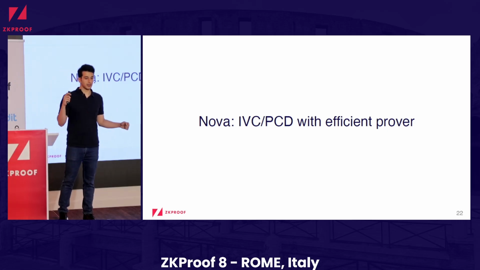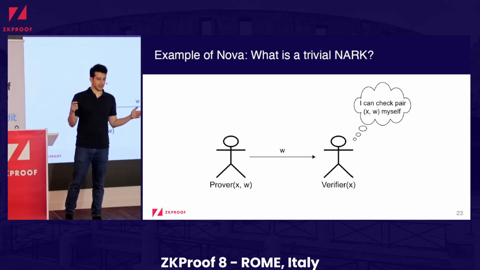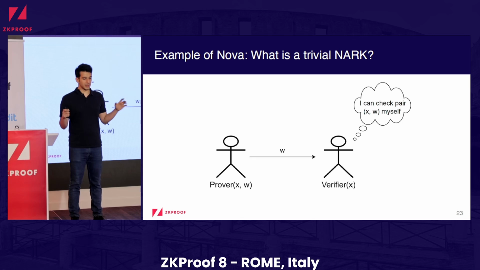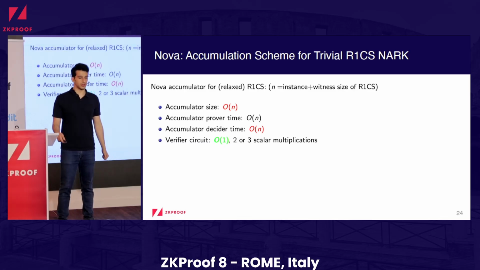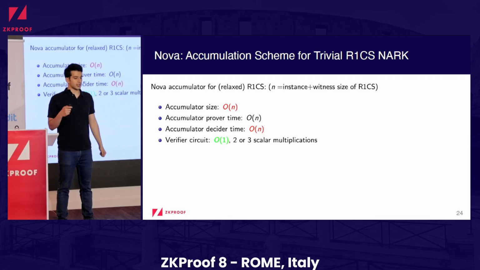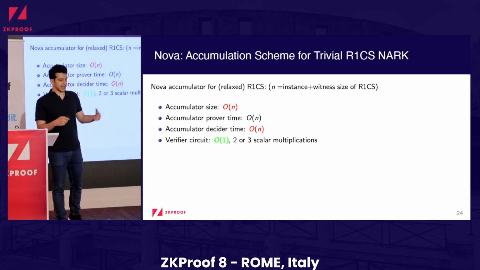So I want to go through the concrete example of Nova, to get a good understanding of what I actually mean by that. Because I was using the term trivial NARK, I thought it wouldn't hurt to have a slide for it. When the prover sends the whole witness to the verifier, we just call this a trivial NARK. The verifier, given both the instance and the witness, can run the NP statement verification itself. Nova builds an accumulation scheme for the trivial NARK for the R1CS language, such that if n is the size of the language, meaning the size of the instance plus the size of the witness, then the accumulation scheme that Nova builds has the following properties.